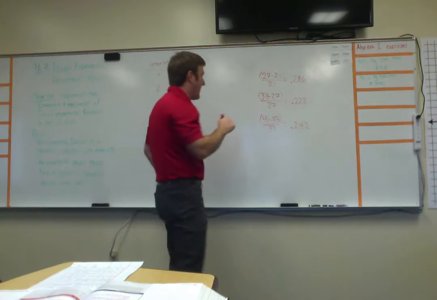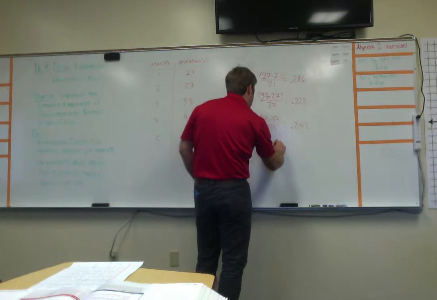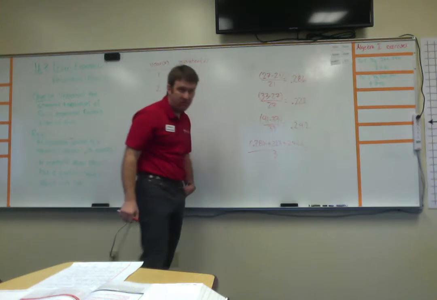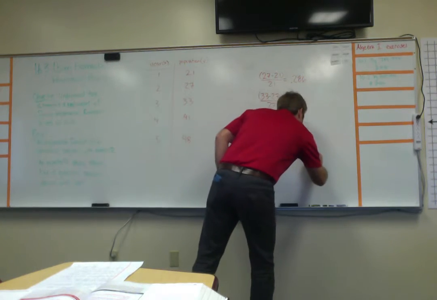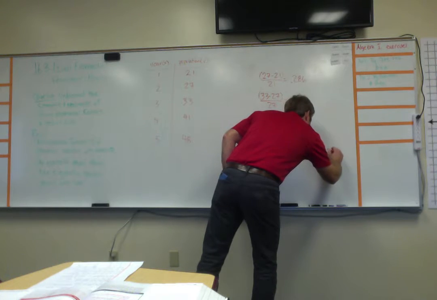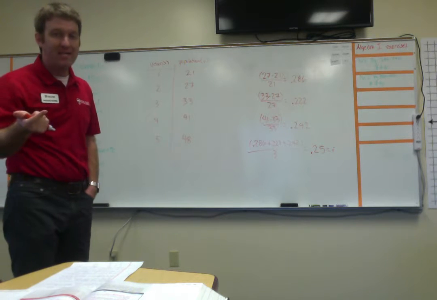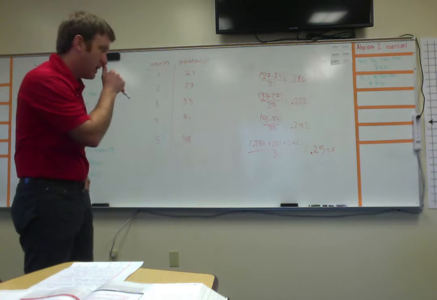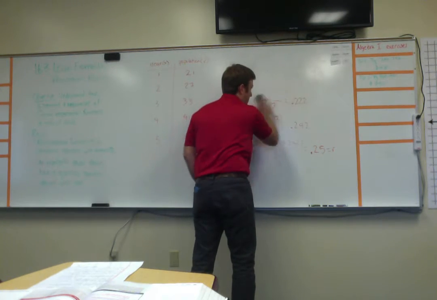Okay? So if I add them up, I would go 0.286 plus 0.222 plus 0.242. And I would divide that by 3 to find the average. That average is 0.25. Okay? That equals r. So that is going to be our rate for our exponential model. Okay? 0.25. So I'm going to erase this now because I need to do a little more work here in just a second.